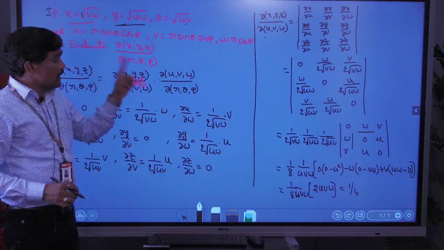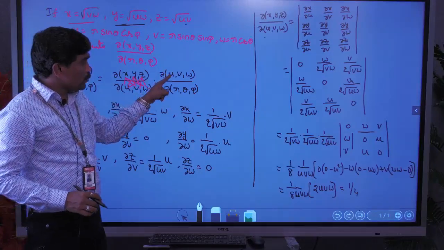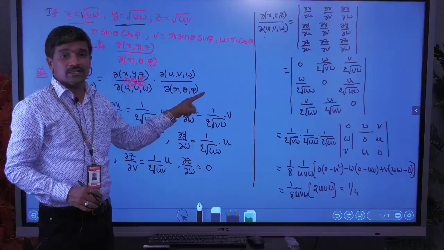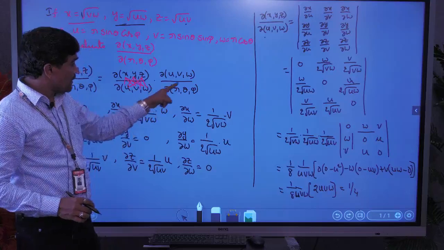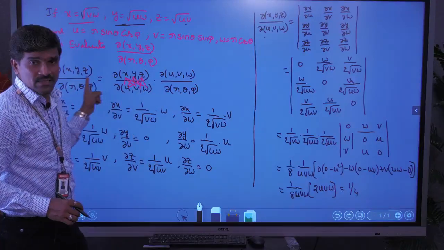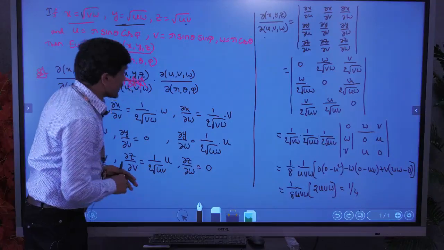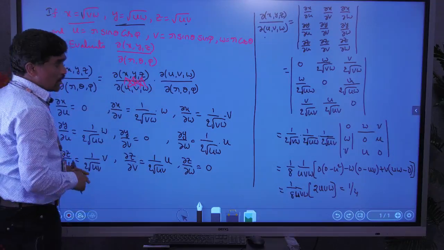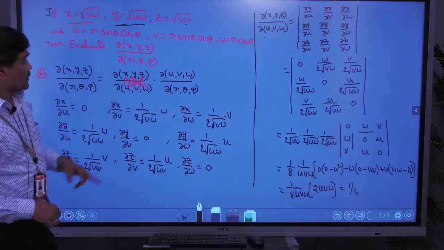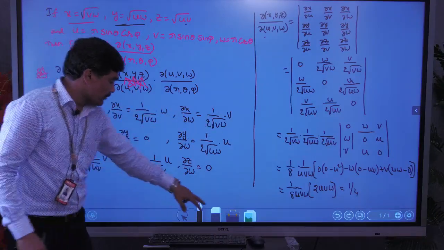Again we have to calculate ∂(u,v,w)/∂(r,θ,φ). After finding this value, the product gives ∂(x,y,z)/∂(r,θ,φ). Now we are going to calculate ∂(u,v,w)/∂(r,θ,φ). So that value is clearly 1 by 4, right?